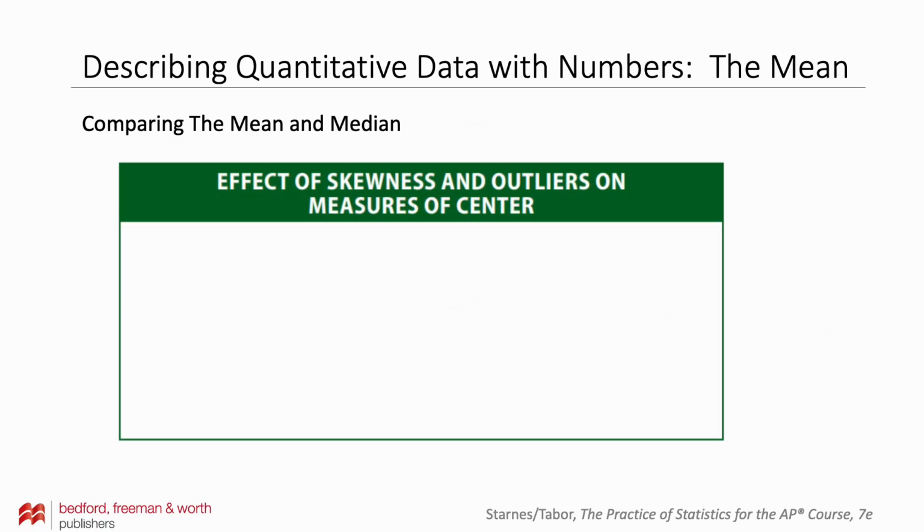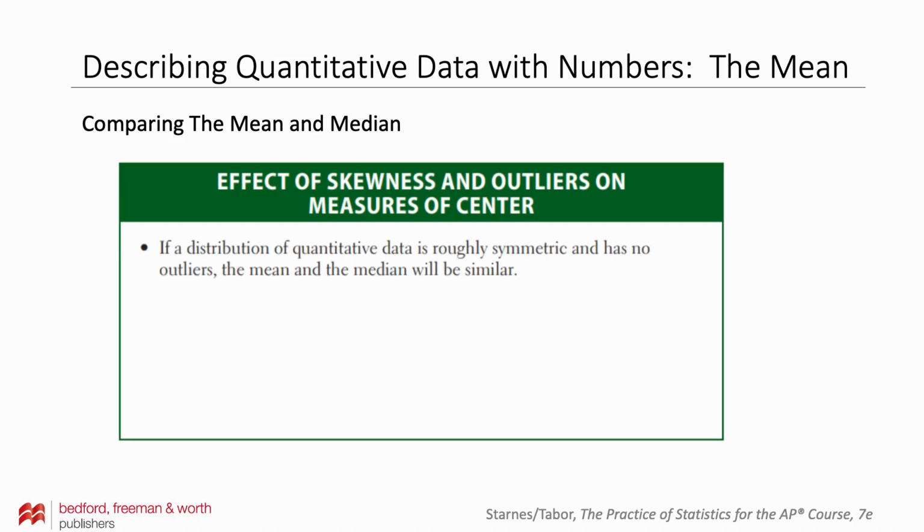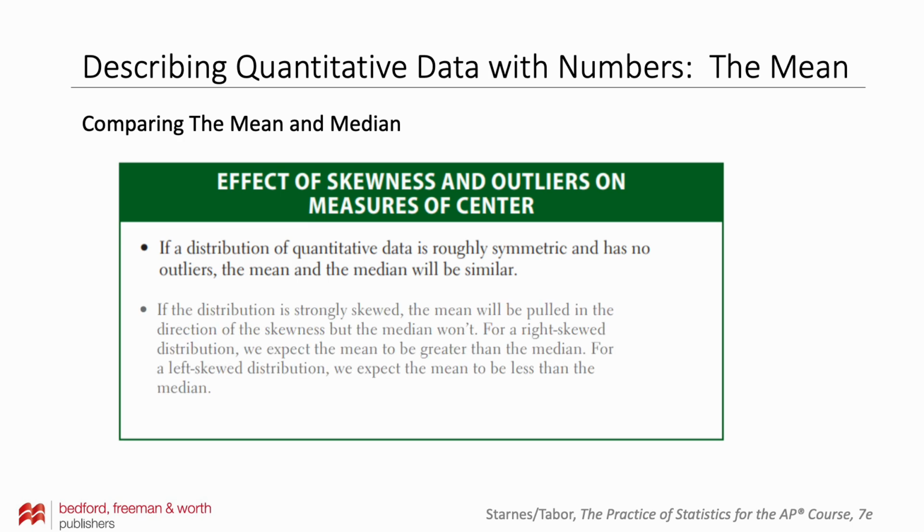Now, the effects of skewness and outliers on measures of center. If the distribution of the quantitative data is roughly symmetric and has no outliers, then remember the mean and the median will be similar. If the distribution is strongly skewed, then the mean will be pulled towards the direction of the skewness, okay? And the median is the one that's resistant to outliers, but the mean is not.